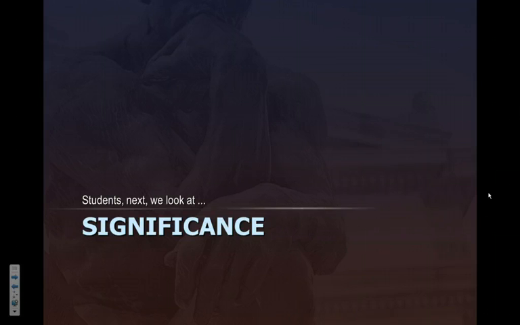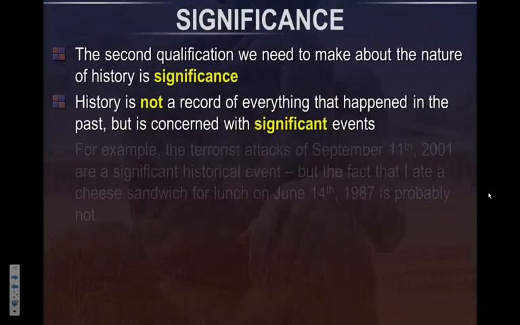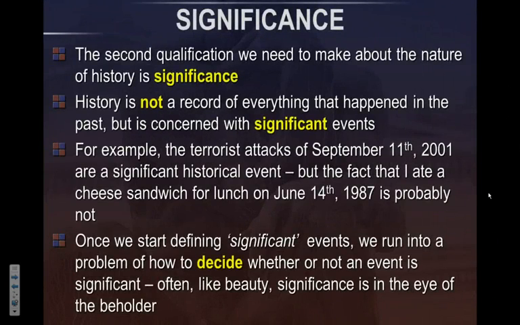But okay. So obviously what we have here is an issue of significance. So let's take a look at what this means. Okay? History is not a record of everything. History is generally a record of significance or significant events. So like you guys said in that activity, the terrorist attacks of September 11th, 2001 was a pretty significant historical event. The bigger question is, why is it a significant historical event?